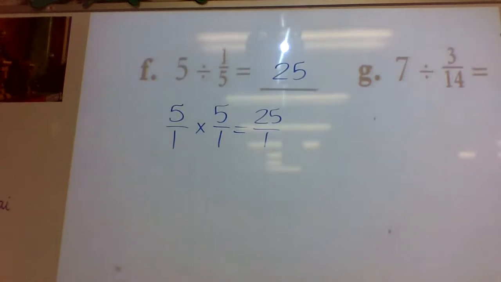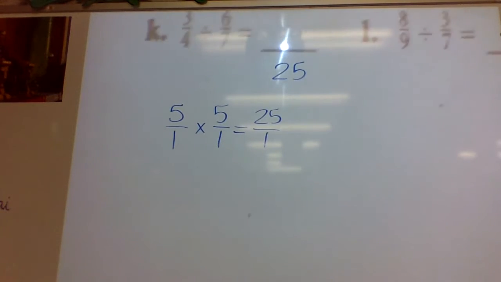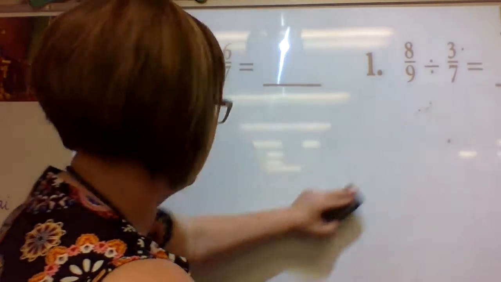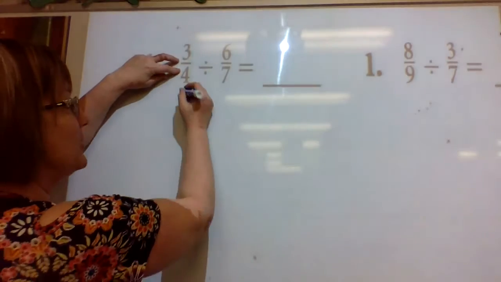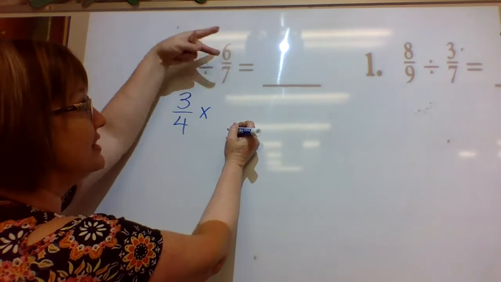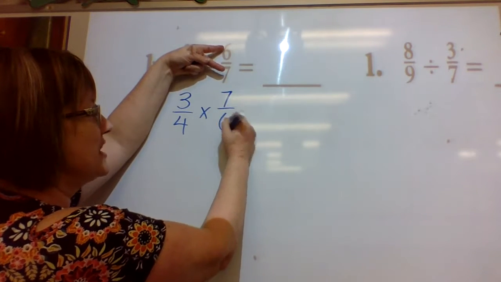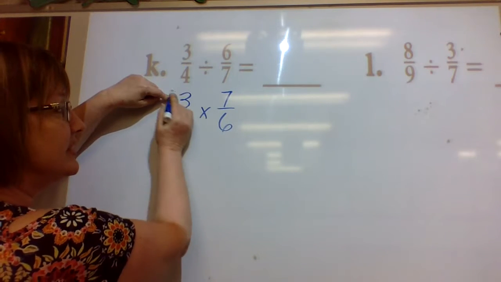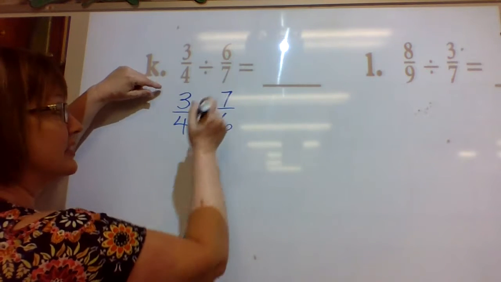Okay, and then the next one, K, is dividing a fraction by a fraction. 3/4 is the dividend. 3/4 times, flip that upside down. 6 over 7 becomes 7 over 6. This way we can cancel. 3 and 6 cross cancel. We call this cross canceling.